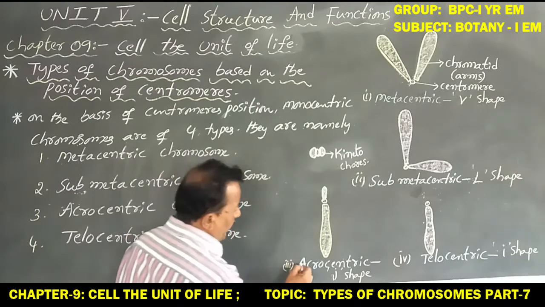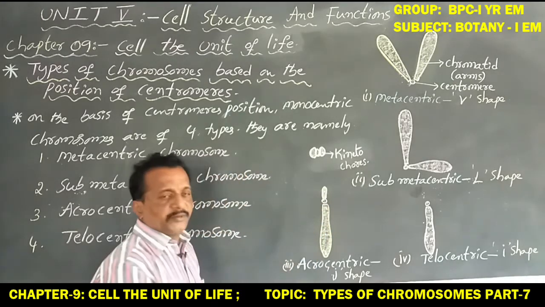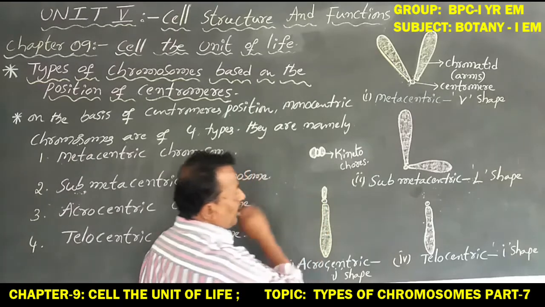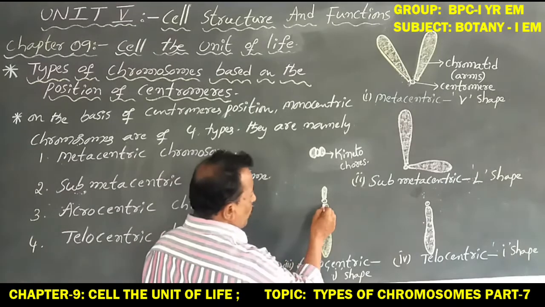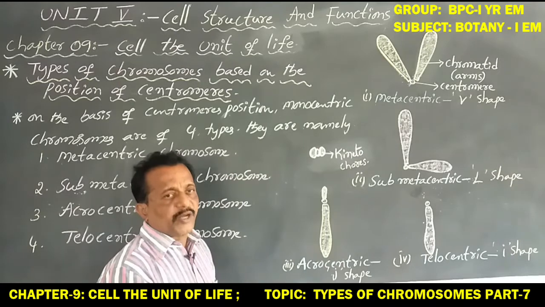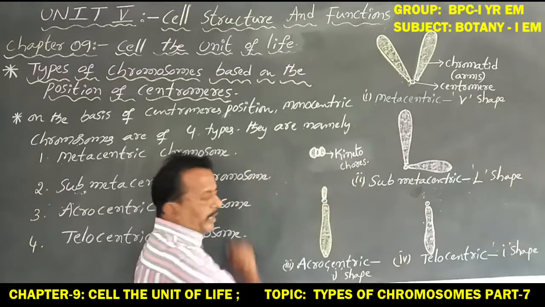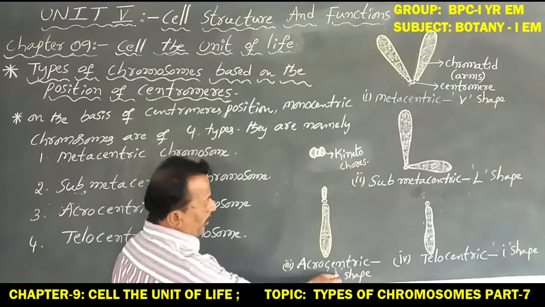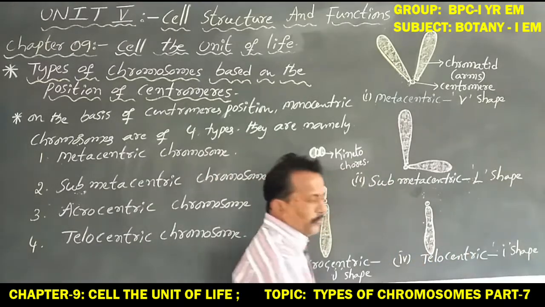Next, the third one, acrocentric chromosome. Dear students, the centromere is present towards only one side of the chromosome. So one chromatid is larger in size and the other chromatid is shorter or smaller in size. Both the chromatids appear J-shaped during anaphase.